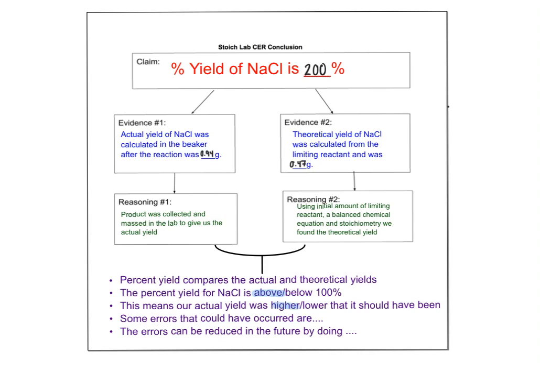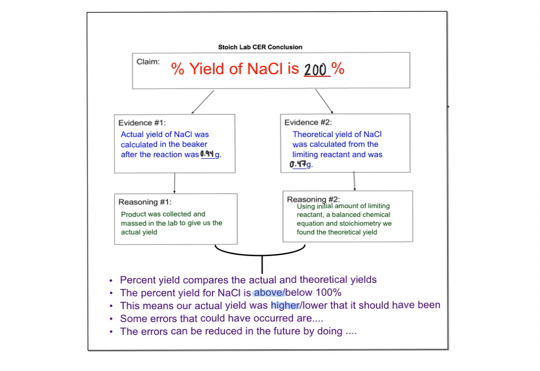Some errors that occurred. Well, what could have happened? In my mind, if that actual mass was bigger than it should have been, is it possible that I didn't actually dry all the water? Right? I was boiling off the water, but what if I took it off too soon? That could have happened, right? That would make the mass higher. Or what if I burned the salt? When we burn things, remember, oxygen comes and attaches. That would make the mass higher, right? So I'm going to just pick one of those. Let's just say I burned the salt.